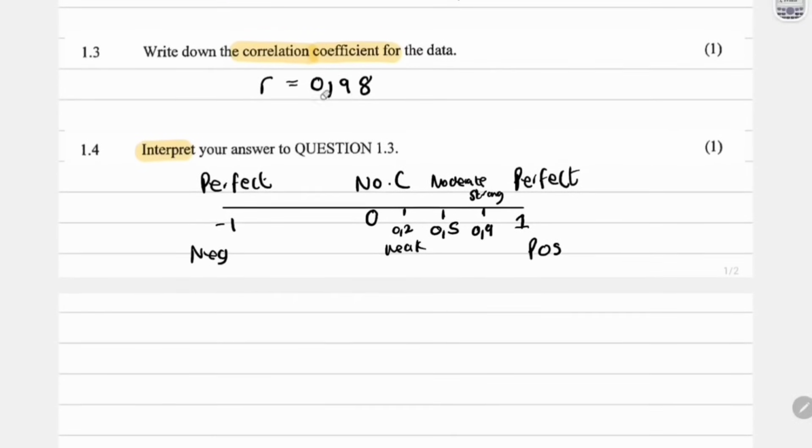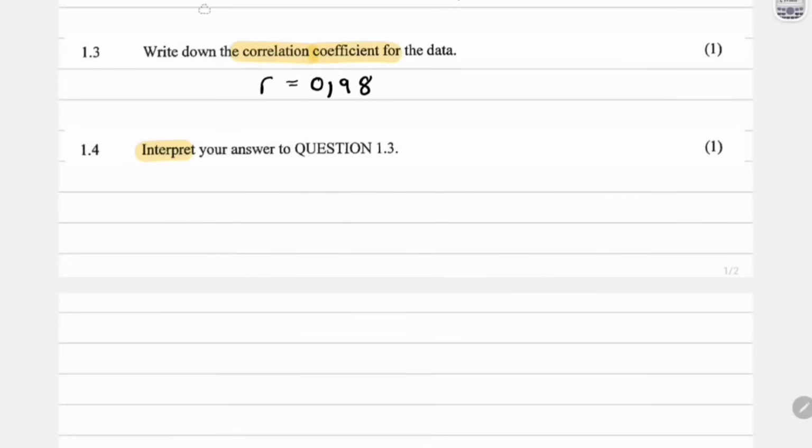And so when we look at a correlation coefficient of 0.98, that would be within where? That would be within here, which is strong. So this is a strong positive correlation. And that's all you have to tell them. You don't have to start giving them explanations and saying, yes, that means that the distance that he travels actually highly affects the amount of time he's going to rest. You don't have to say that. You can just tell them what the correlation is, which is a strong positive correlation. So that's all.